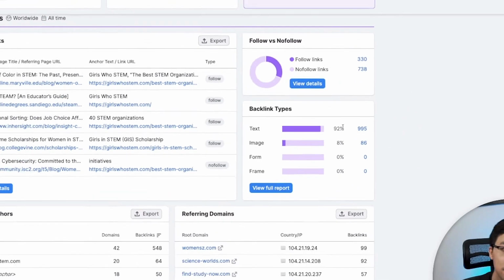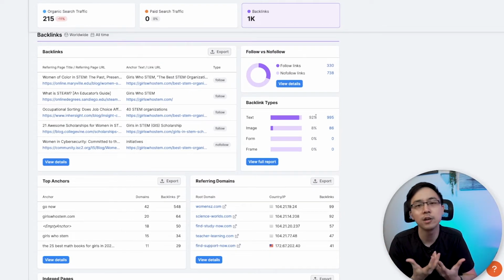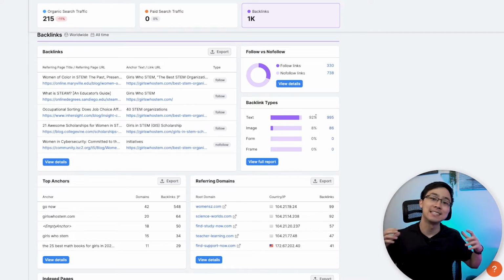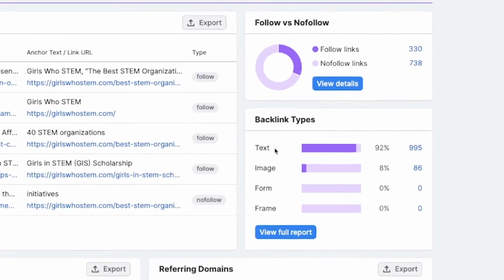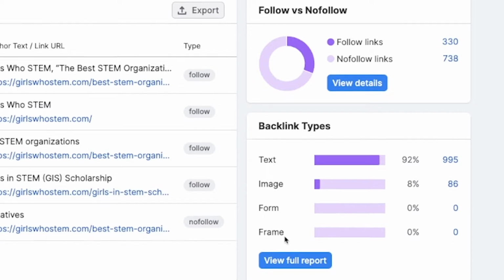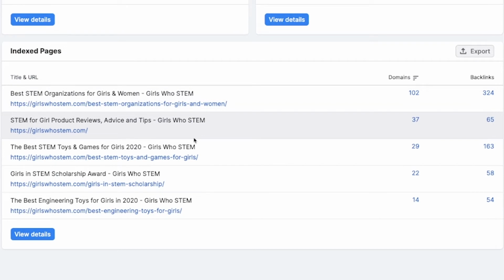What's nice as you go through this domain overview tab though, is that it gives you a holistic picture and understanding of what your website is doing well in, as well as what your website is not doing as well in. So in this situation, for example, I can see that this website has done really well in terms of getting text-based backlinks, but not so well in terms of some of the other kinds of backlinks. Similarly, when I am looking through the index pages, I can see the sort of pages that have gotten the most backlinks as opposed to other pages that are not as popular.